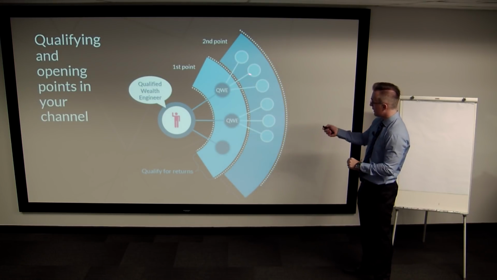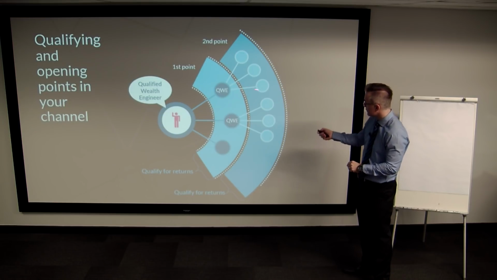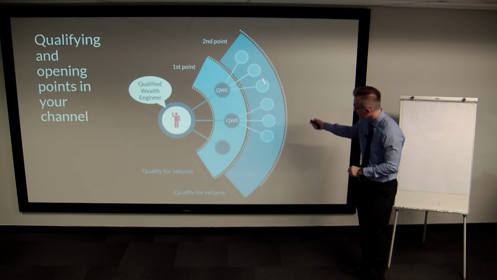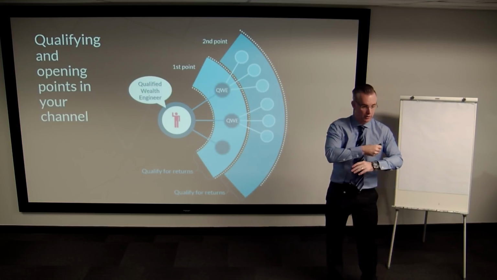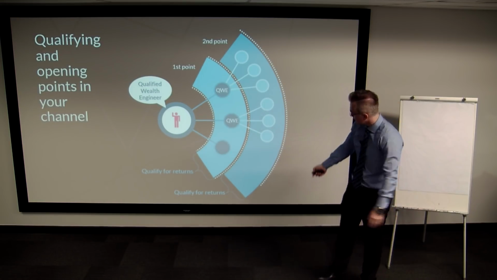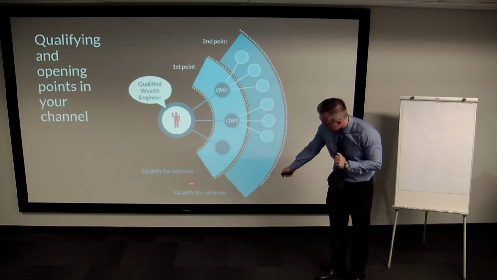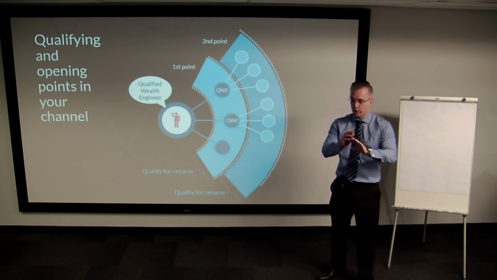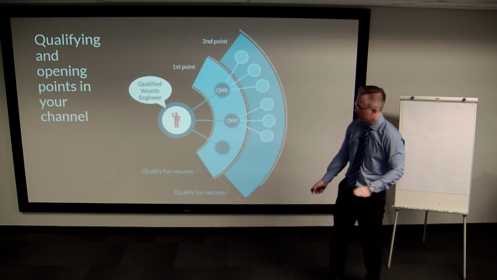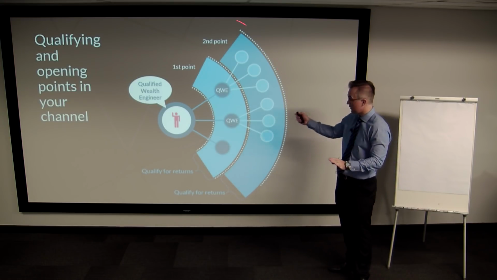This chap goes out. He finds his 3 people. He pays for his product. They pay for their product. And look, 2 qualified wealth engineers, you're now earning on your entire second point. So if this guy had just 1 person, you'd be earning on that 1 person. Maybe you had a couple down here that had 2s and 1s, you'd be earning on every single one of them because you've got your 2 qualified wealth engineers.